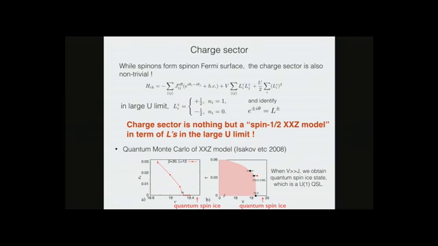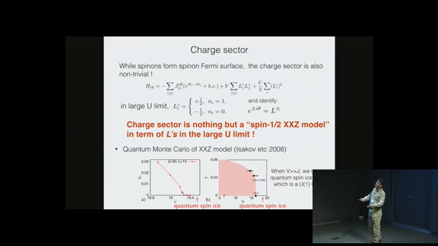So let's explore the charge sector Hamiltonian more carefully. Even though the spinon sector forms a spinon Fermi surface, the charge sector behaves very non-trivially. So this is the charge sector Hamiltonian.